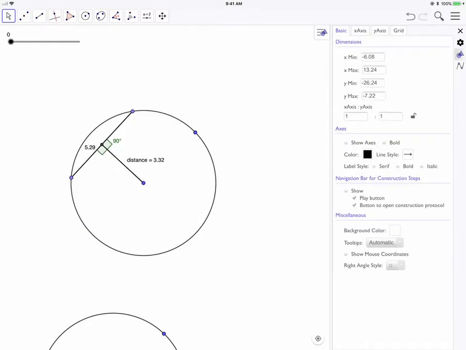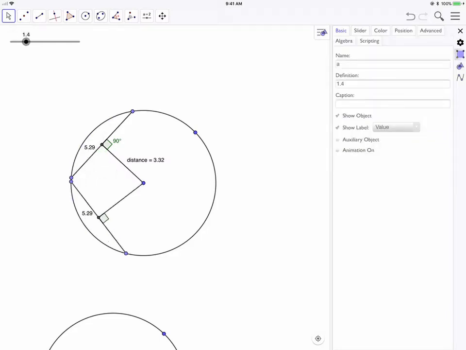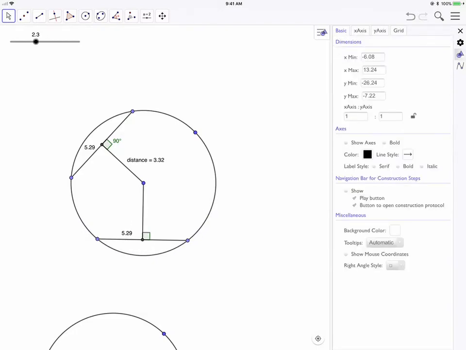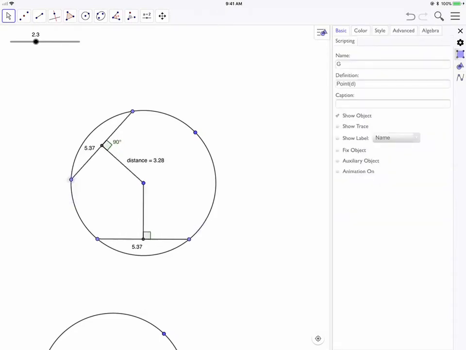Right, so here I have a chord that measures 5.29 units in length. I measured the distance. I made it perpendicular to the center. I measured the distance to be 3.32 units. So now if I translate or rotate that chord somewhere else around the circle, you can see that it still has the same length. Even if I change this one, it keeps the same length.